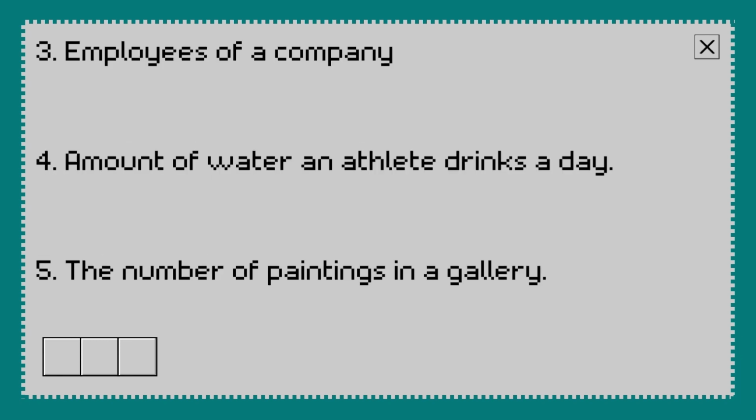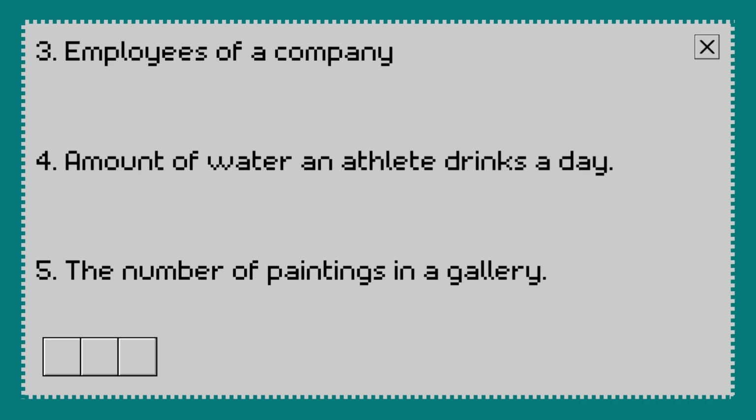For our third example, we have employees of a company. When we talk about employees, these are persons, and you cannot count a person as half. You can only count them as one for each employee. So that is an example of a discrete random variable.